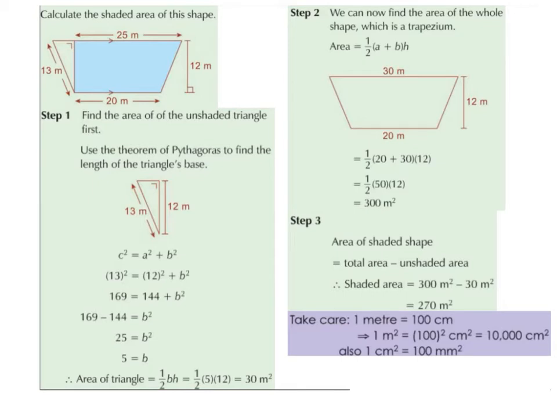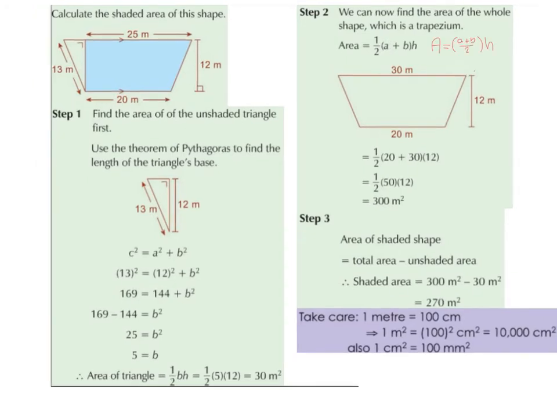So now we want to find the exterior shape, which is a trapezium. So step 2, now we can find the area of the whole shape, which is a trapezium. The formula for the area of a trapezium is half times (a plus b) times h, or area equals (a plus b) divided by 2 multiplied by h. These two formulas mean the exact same thing, but the one on the right is the one that's in our formula book. So the a and the b represent the parallel sides.